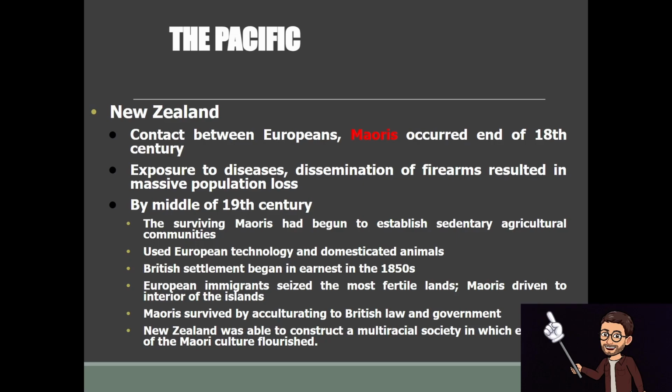Now, Europeans are going to seize the most fertile lands, and the Maoris are driven to the interior of the island. But overall, New Zealand was able to construct a multiracial society in which elements of the Maori culture flourished. Much of the Maori culture is still very apparent in a lot of aspects of New Zealand today, even in soccer or football. There's a lot of Maori culture still alive and well in New Zealand.